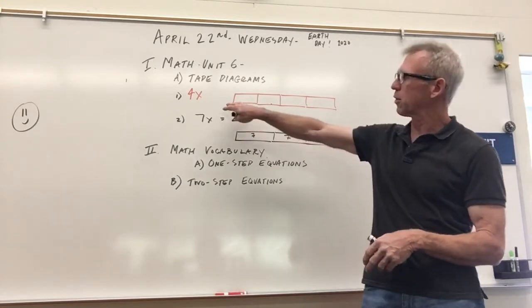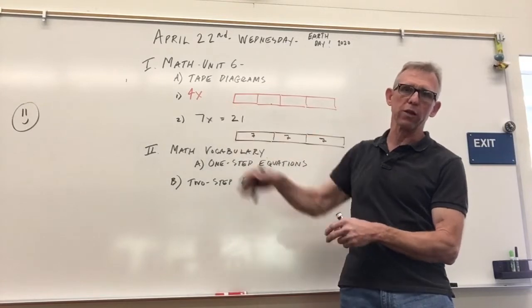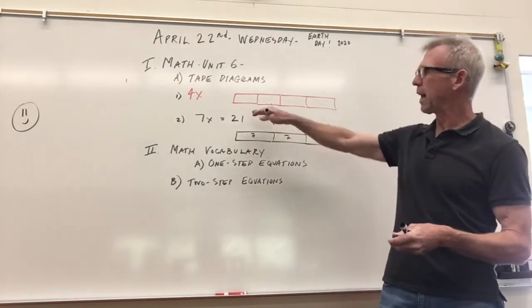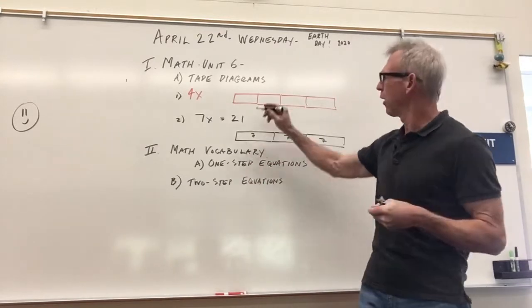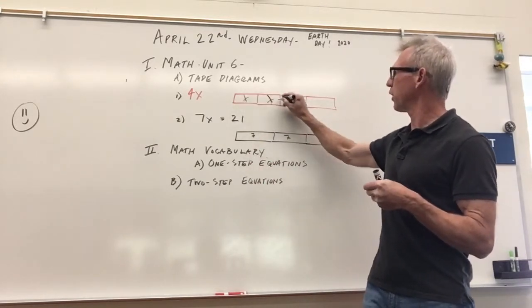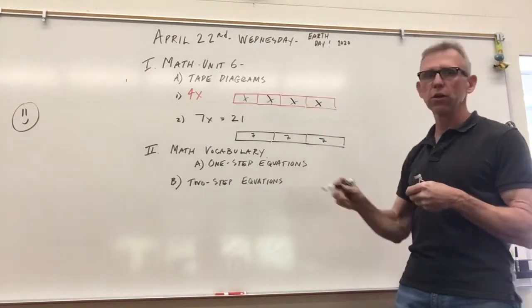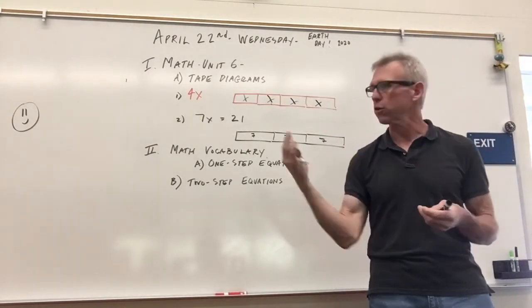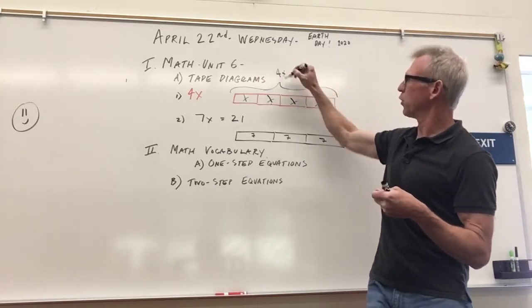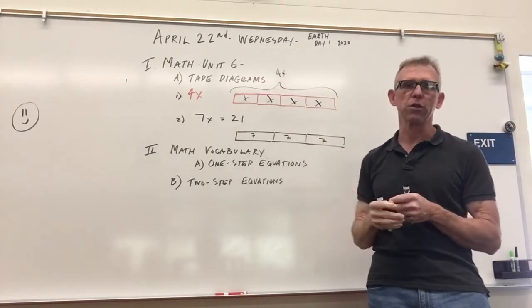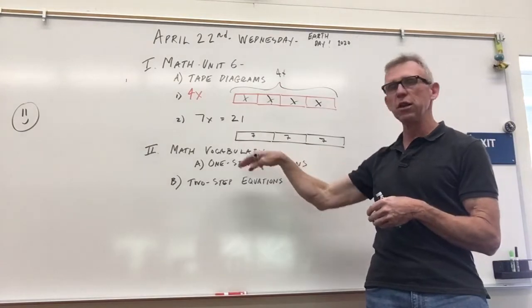For example, it says in one of the questions, represent 4x using a tape diagram. And it has what they imagine as a piece of paper tape drawn out. And you have an x in each of the little rectangles. And hey, you have 4 x's. In other words, on top, it will put something like this in your textbook, and it will show a little 4x at the top. Same thing with 7x equals 21.